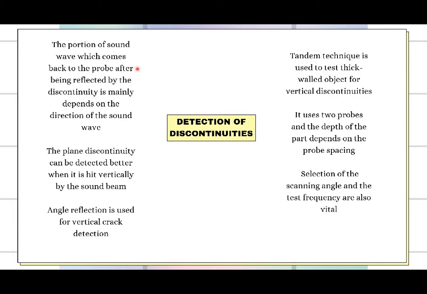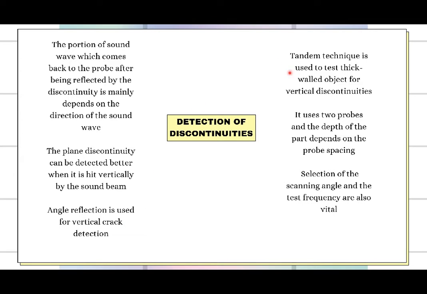The portion of the sound wave which comes back to the probe after being reflected by the discontinuity mainly depends on the direction of the sound wave. A plane discontinuity can be detected better when it is hit vertically by the sound beam. Angle reflection is used for vertical crack detection.